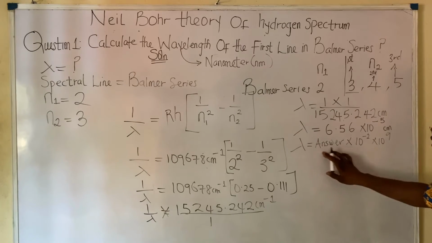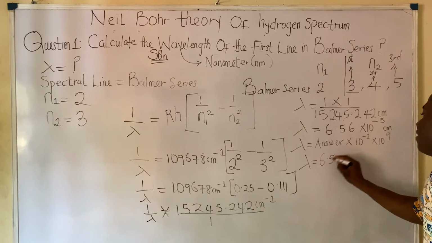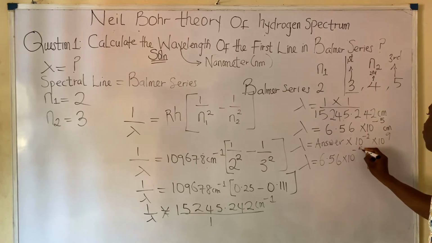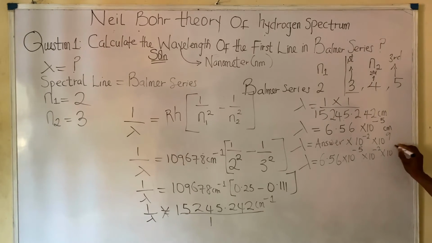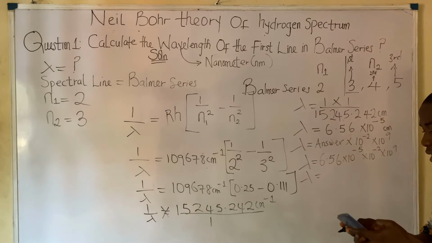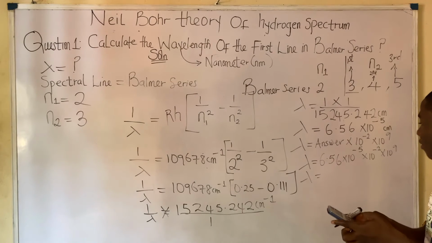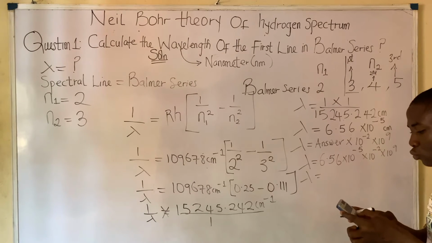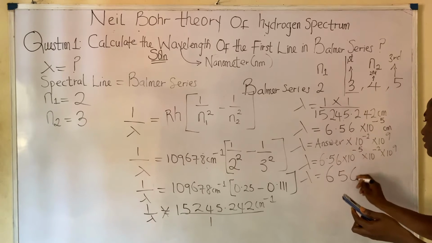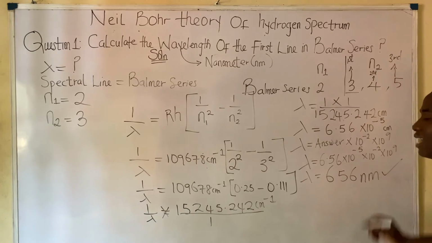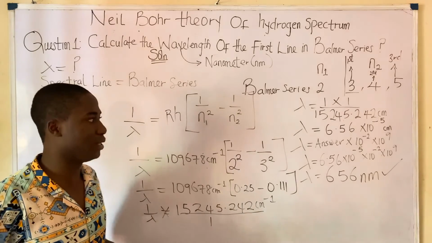To convert your answer to nanometer, this is what you do. So we now write our answer, which is 6.56 times 10 raised to power what now? Minus 5 times 10 raised to power minus 2 times 10 raised to power 9. So this becomes 6.56 times 10 raised to the power of minus 5 times 10 raised to the power of minus 2 times 10 raised to the power of 9. That is 656 nanometers. So this is the answer. This is how it is done. It is very easy without stress.